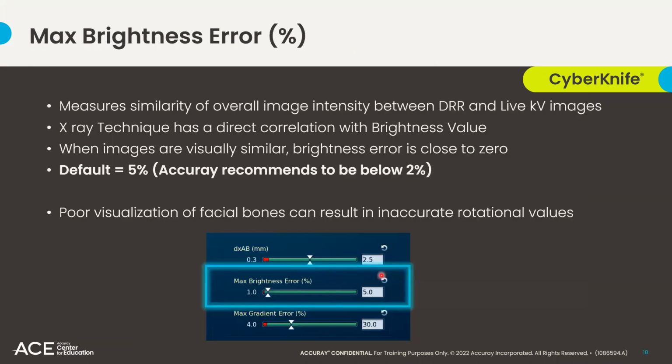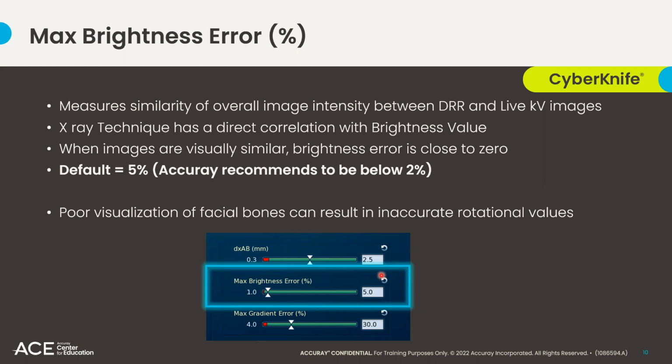So what is brightness and why do we use this metric to determine X-ray technique? Brightness compares the similarity in overall image intensity between our DRR and the acquired images. We want these images to be visually similar because the way the skull tracking algorithm works is it looks at the DRR and it looks at the live image and basically looks for differences between the two to determine translations and rotations. The algorithm is going to perform best if the images are visually similar.